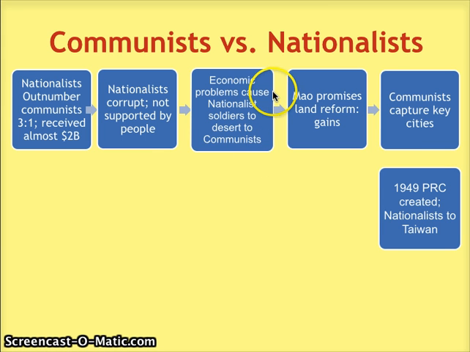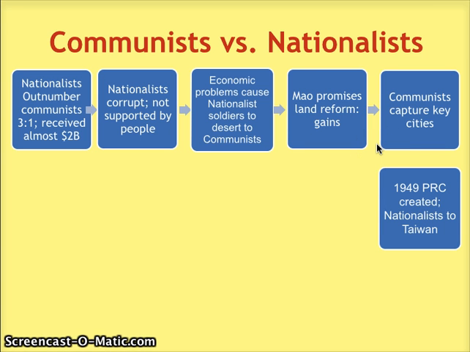The economic problems start to arise and cause many of these nationalist soldiers to desert the nationalists and go join the communist army. So because of economic problems, we have nationalist soldiers leaving. The last thing is Mao actually promises land reform. What that means is that he is promising peasants to take back land from rich landowners and redistribute it to everyone. This also allows Mao to gain popularity with the people.